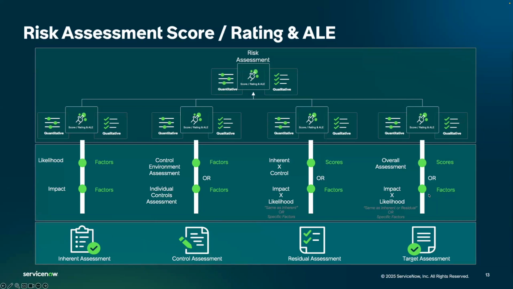Target assessment on the right-hand side. Target follows a similar pattern. Use impact times likelihood with factors, same as inherent or same as residual, or specify target factors. Or calculate from overall assessment scores derived from inherent or residual, respectively. Target represents your goal state. So factor-based input often makes sense here for deliberate target setting.